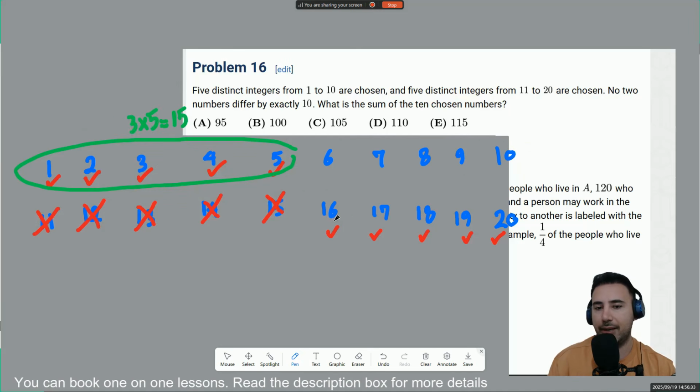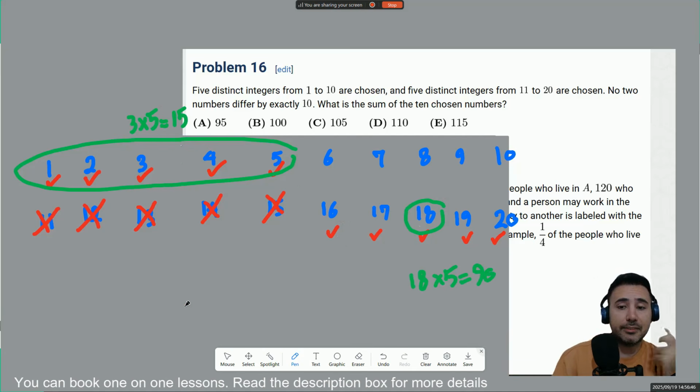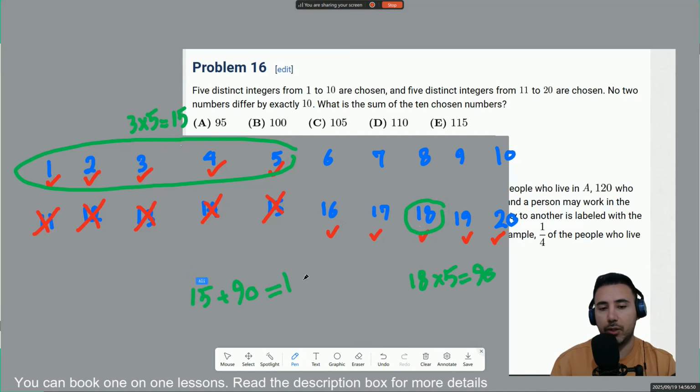Now again, we have 5 numbers, 1, 2, 3, 4, 5. The middle number is 18 and I have 5 numbers. So the sum is 18 times 5. That's 90. So the sum of everything is this 15 and this 90 together, which is 105. So the answer is this.